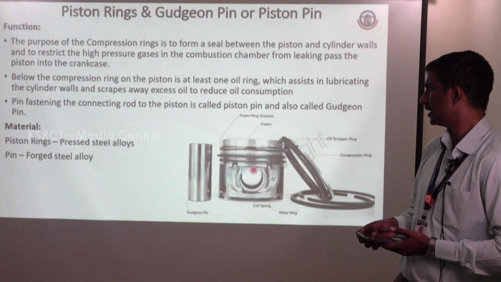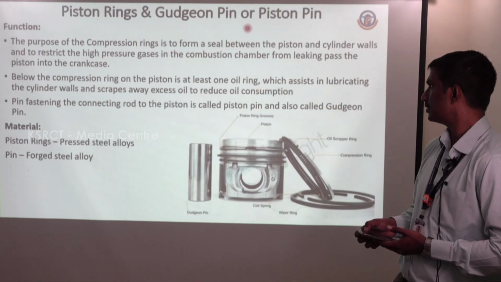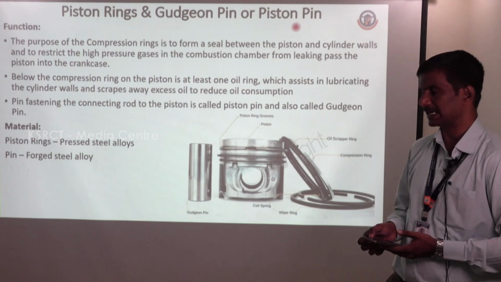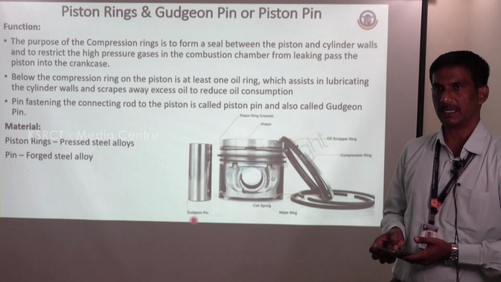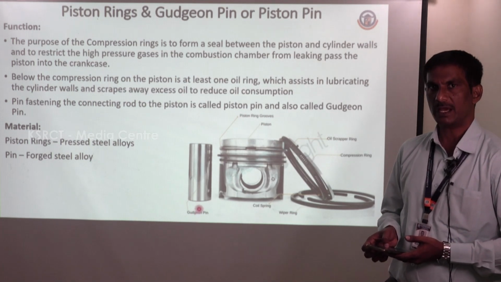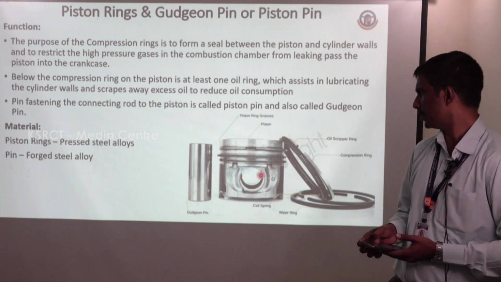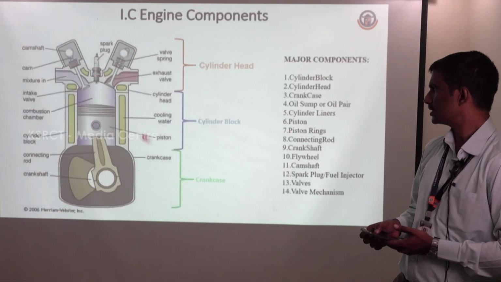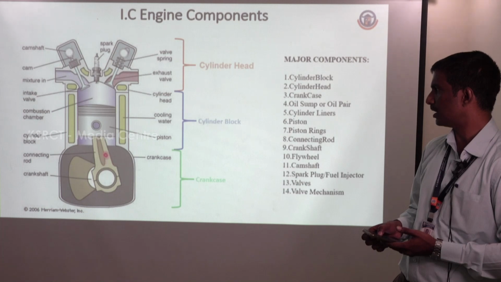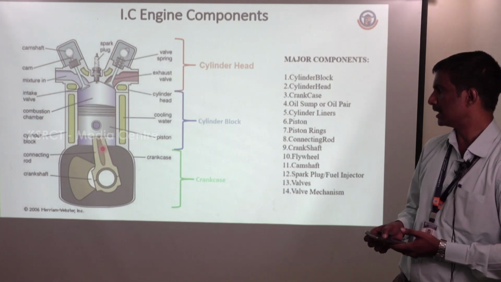Next is the piston ring and the gudgeon pin. You can say it is a gudgeon pin or a piston pin; there are multiple words for it. Why we are using the piston pin, you already know. In that slide, you can understand that this is the connecting rod and this is the piston. The connecting rod is connected with the piston by means of a gudgeon pin.